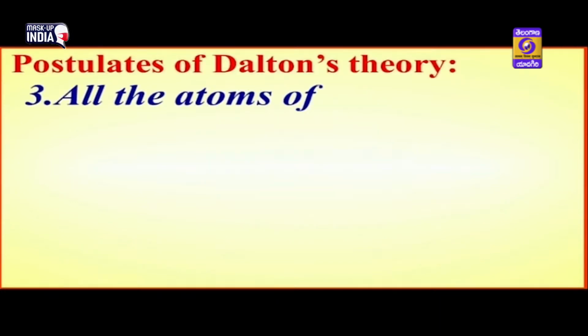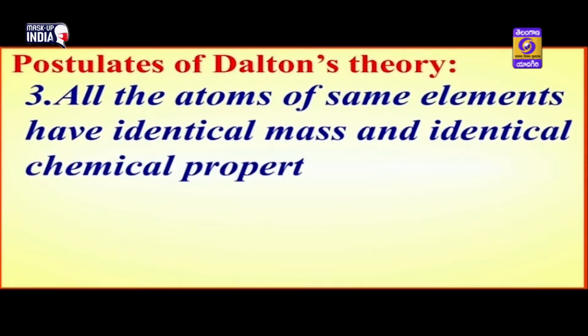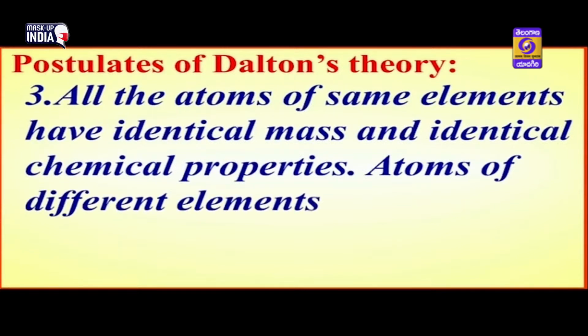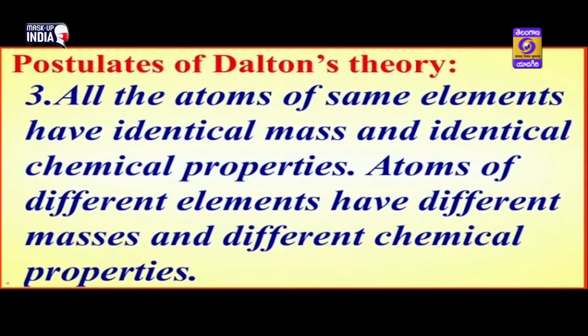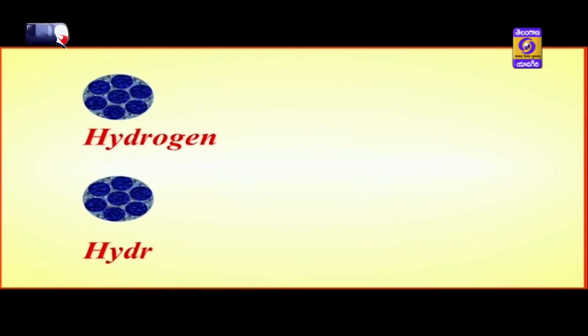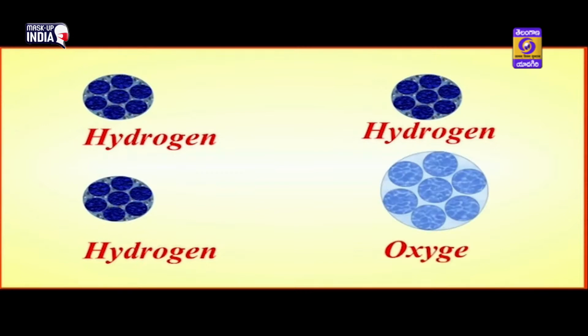Number 3. All the atoms of the same element have identical mass and identical chemical properties. Atoms of different elements have different masses and different chemical properties. Look here, my dear children, these two are hydrogen elements and the atoms of these two hydrogen elements are the same. Look here, this is hydrogen element, this is oxygen element. The atoms in the hydrogen element and oxygen element are not identical.